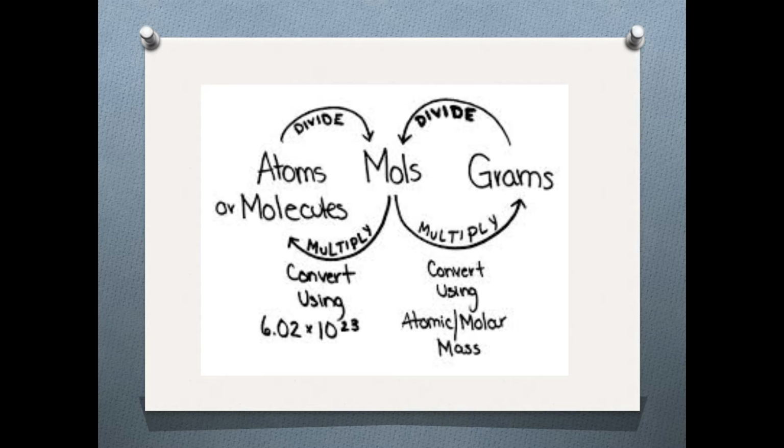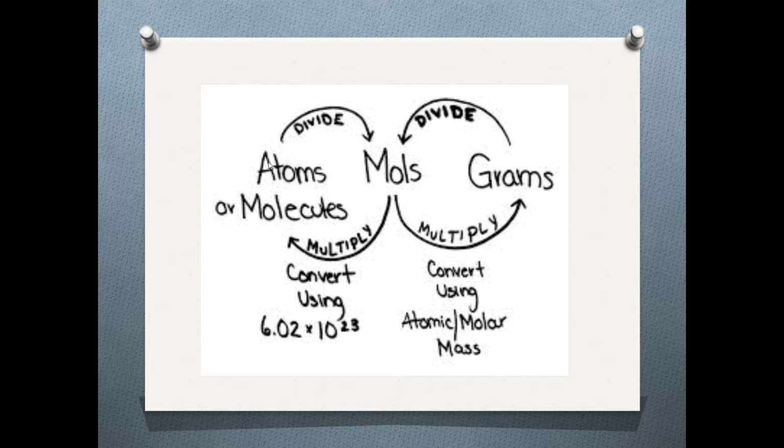grams. So we've already covered that to go from atoms to moles or vice versa, we're either going to multiply or divide by Avogadro's number. If we're going from atoms to moles, we're going to divide by Avogadro's number. If we go from moles to atoms or molecules, we multiply by Avogadro's number. To go from moles to grams, I'm going to multiply using the atomic or molar mass of the substance. And to go from grams to moles, I'm going to divide by the molar mass.